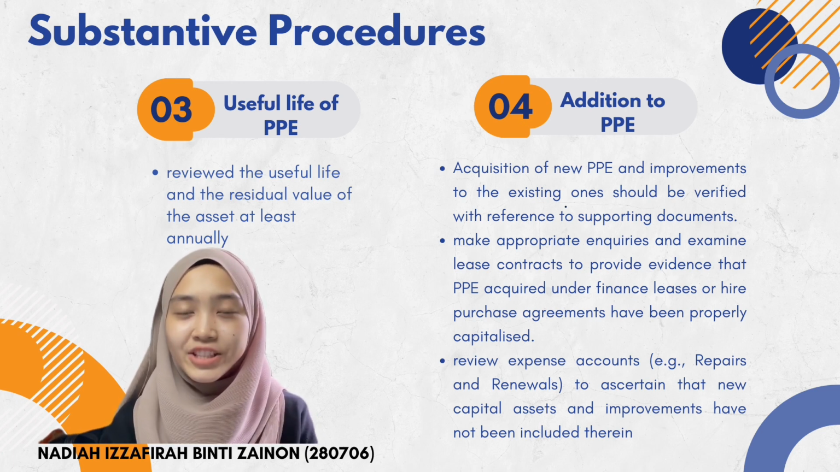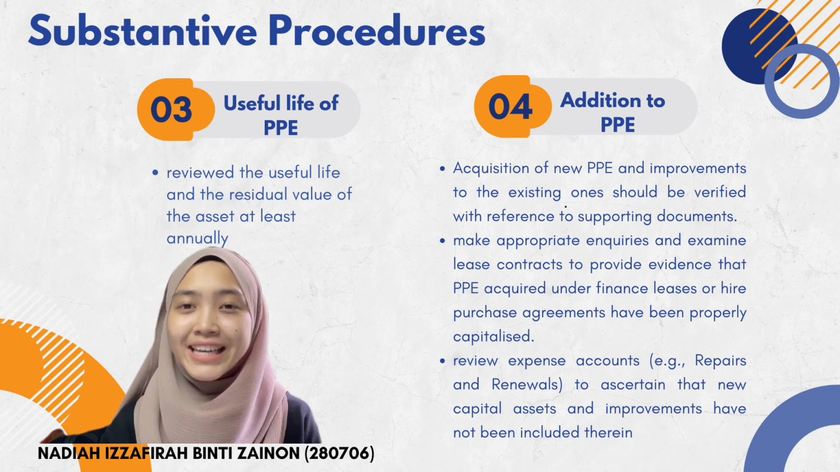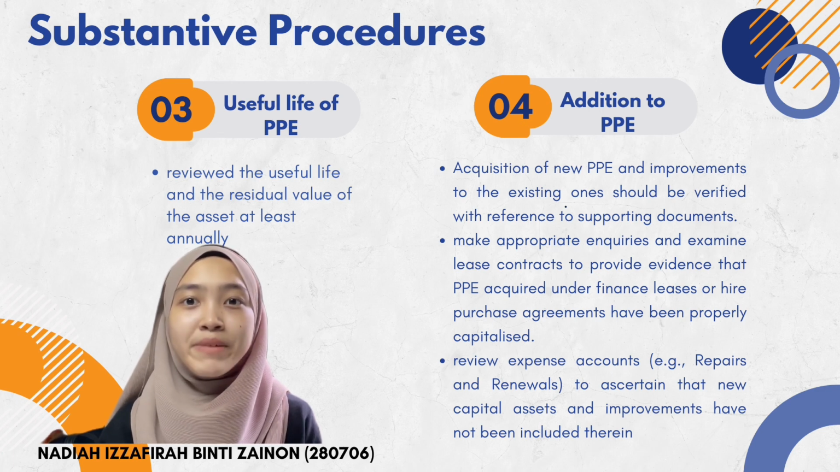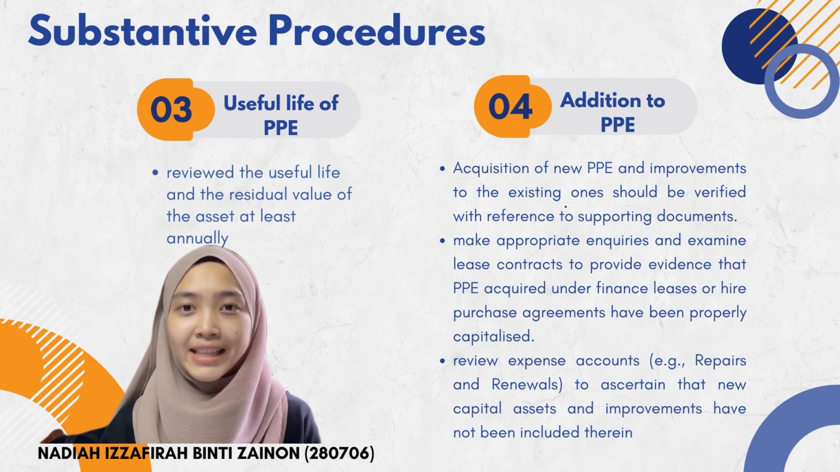Lastly is addition to PPE. Orders, invoices, receiving reports, title deeds, and any appropriate customs or excise documentation should be consulted to verify the acquisition of new PPE and upgrades to existing PPE. The auditor must also conduct the necessary research and review lease agreements to obtain evidence that PPE purchased through a finance lease or hire purchase agreement has been appropriately capitalized.